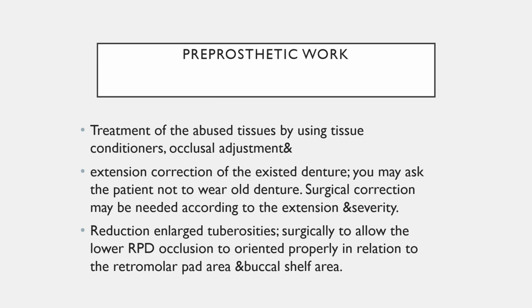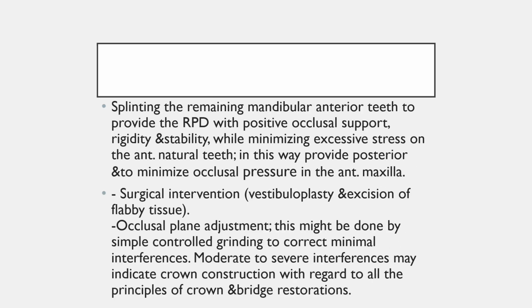So the reduction of the enlarged tuberosities surgically to allow the lower RPD to be in occlusion and to orient properly in relation to the retromolar pad area and buccal shelf area. Splinting the remaining natural mandibular anterior teeth to provide a removable partial denture with positive occlusal support, rigidity and stability. This also minimizes the excessive stress on the anterior natural teeth, and in this way, this provides posterior teeth to minimize occlusal pressure in the anterior maxilla.